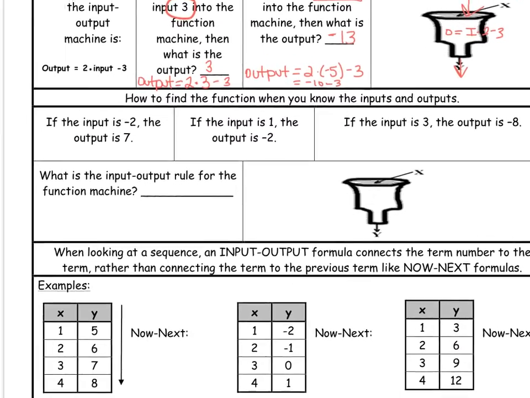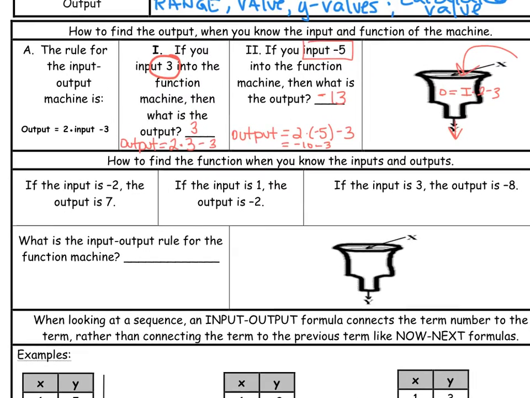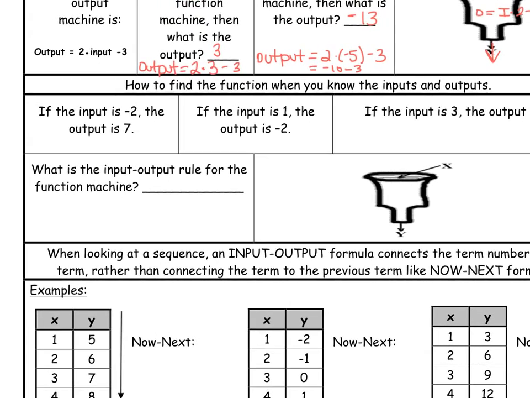Okay, so how to find the function when you know the input and output. Here we knew the rule and we had found the input and output. This time we're going to look at our input and output and then find out what the rule is. So I'm going to make a table with this just so it's easier to see. Using these 3 examples up here, this is our input, our term number, this is our output. So when we plug in -2, our output is 7. When we plug in 1, our output is -2. And when we plug in 3, our output is -8.